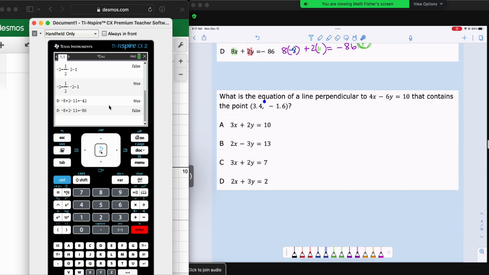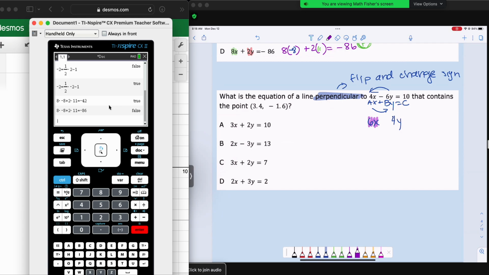It says, what is the equation of a line perpendicular to 4x minus 6y equals 10 that contains the point 3.4, comma, -1.6? So I have the word perpendicular, which means flip and change sign. So I have ax plus by equals c. Remember, I want to just flip these. So my 6 is going to go with my x, and my 4 is going to go with my y. But if we look at our answer choices and look for 6x, we don't see any 6x. What we do see is 3 and 2.